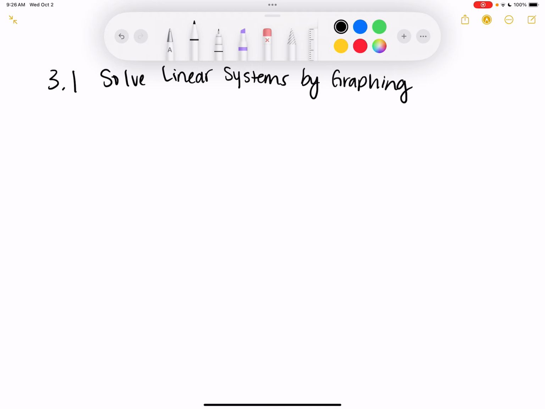Time for me to find out if y'all did your notes. What does it mean if it's consistent? At least one solution. What about if it's independent? Exactly one solution. What about inconsistent? No solution. And dependent? Infinitely many solutions. Cool.